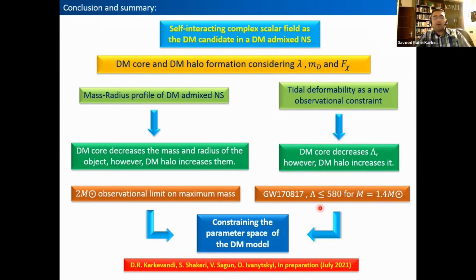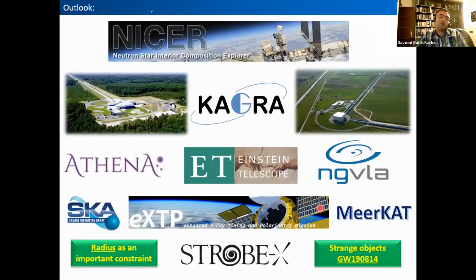observational results. And as an outlook, I want to say that we are in a golden age of neutron star investigation because of different telescopes, for example, NICER, LIGO, Virgo, KAGRA, and the new generation of the GW detectors, Einstein Telescope, and the X-ray telescopes, radio telescopes, with which we can investigate the structure of neutron stars, or maybe as a result shed light on the nature of dark matter or the model of dark matter. And especially in our investigation, radius is an important constraint, which we already have some results.